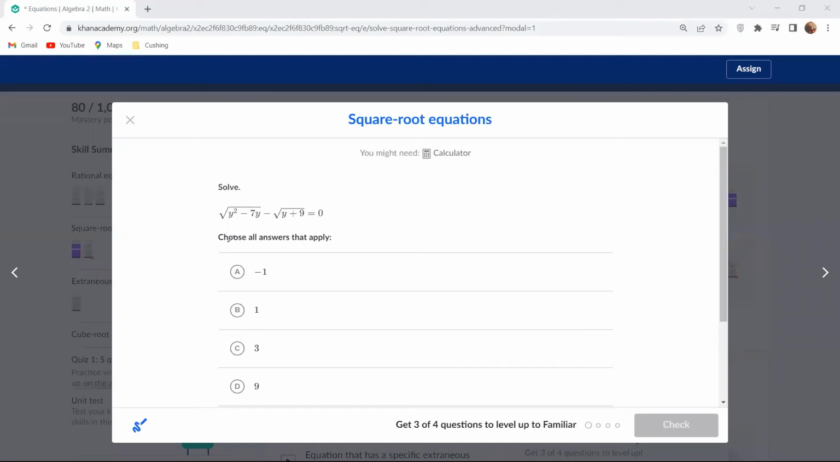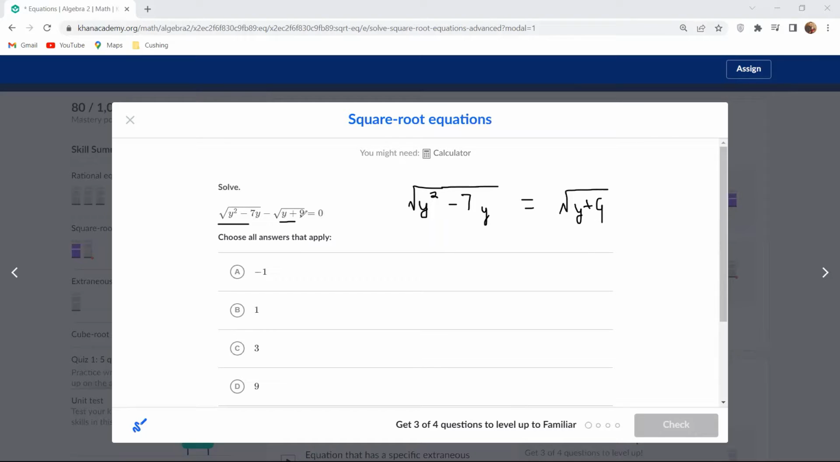So number one here, I want to solve. Since I have two radicals, I want to get these on opposite sides. So I'm just going to do the square root of y squared minus 7y, and I'm going to move the other radical to the other side. So I'm going to add the square root of y plus 9 to both sides.